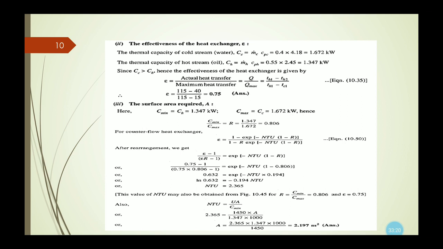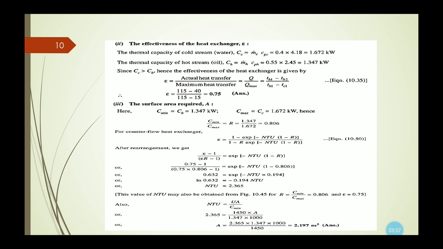And the last part of this numerical, here we need to calculate the surface area required for this counterflow heat exchanger. Now here C min, that is the minimum heat capacity, which we have seen in the earlier part. There we have calculated the C min, that is actually the Ch, that means the heat capacity of the hot fluid, and it is coming as 1.347 kilowatt.